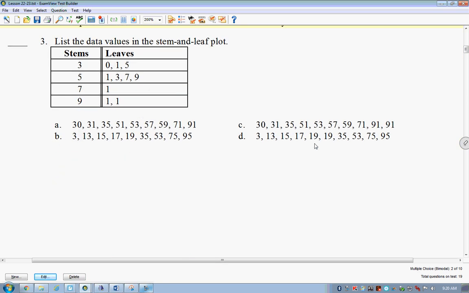3, we want to list these. List the data values in the stem and leaf plot. Let's see. Let's start from least to greatest. What's the first number being represented by our stem and leaves? 30, then 31, 35, 51, 53, 57, 59, 71, 91, right? So do we see one that matches that? C matches that. Okay.